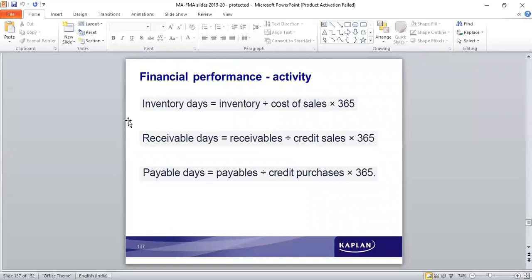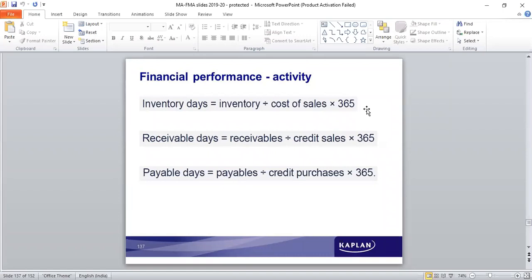So here we see that inventory days are calculated as inventory by cost of sales into 365. This is the other way around, where there is a fraction in the denominator, and the numerator comes in the reverse of the fraction. So that is what is basically given here. So we have inventory days, receivables days, and payables days.